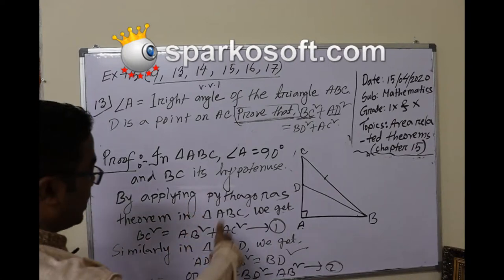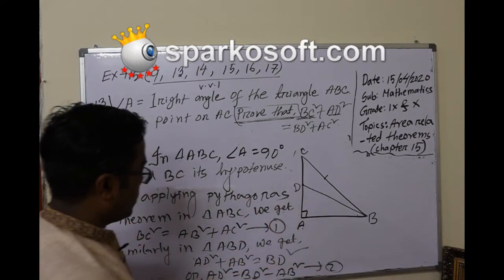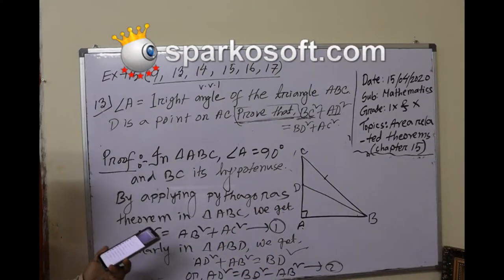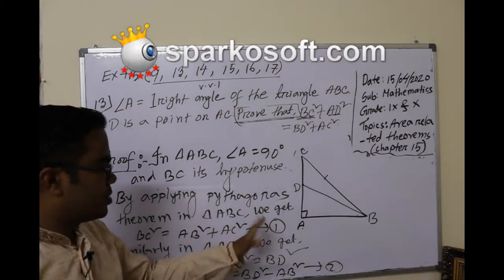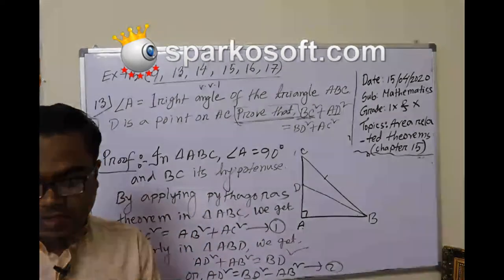Now joining, adding equation 1 and 2, then you will get the answer. Just you can join. Finish writing. Have you all done? Actually, only if you know the Pythagoras theorem, then you can solve. Nothing else is there.